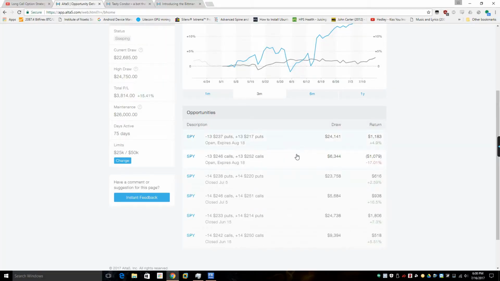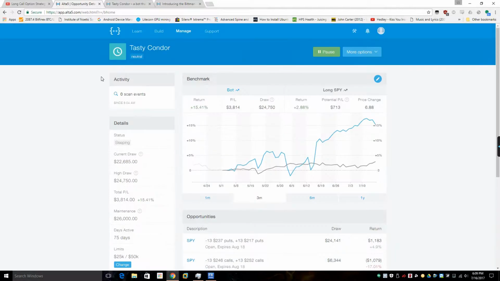As an example, like this trade here that expires on the 18th, I'm up 1,183, down 1,079. I'm like, man, the market has earnings reports and things coming out. I can close that. I don't have to just let it sit out there and lose money on me.